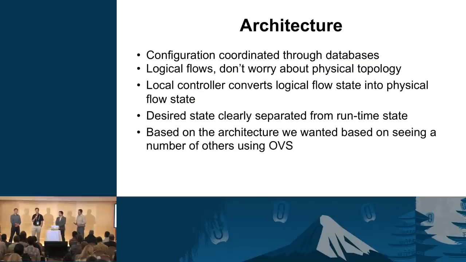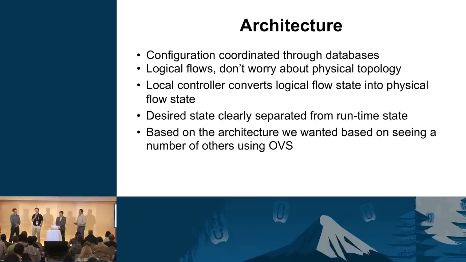But it's in terms of logical entities, like logical switches and logical routers, instead of physical entities. The logical flow tables don't say anything about where things are located physically. So, for example, if a VM migrates from one hypervisor to another, the logical flow table doesn't change at all. And it's the local controller that's responsible for taking these logical flows and figuring out how they relate to physical entities.